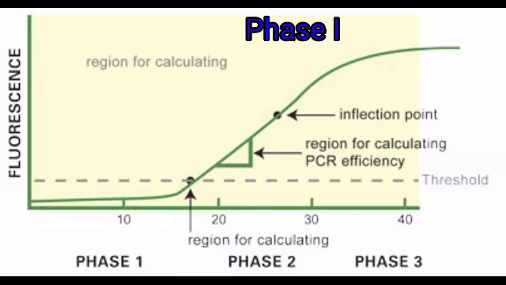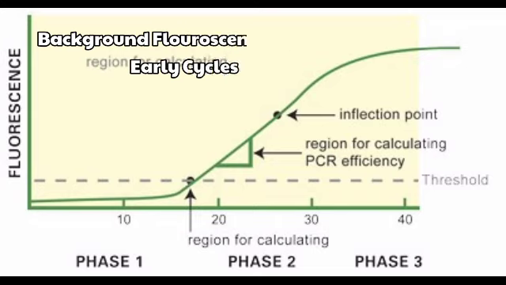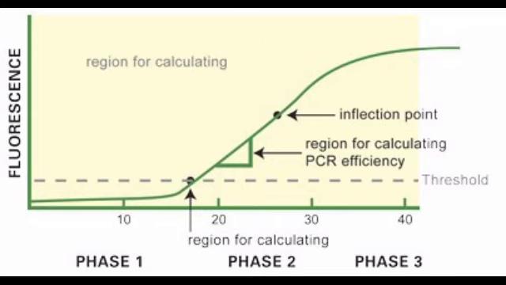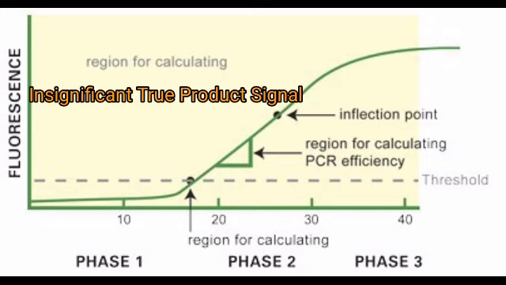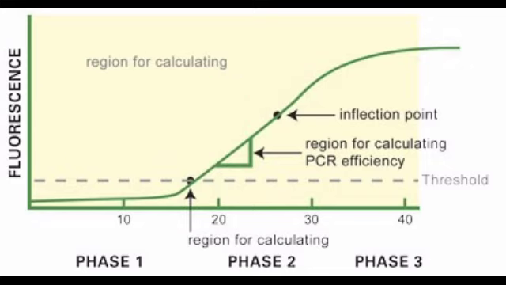This doesn't mean there isn't background fluorescent signal being detected. In these early cycles there is, and it fluctuates around, but the true product signal is an insignificantly small component of this signal.